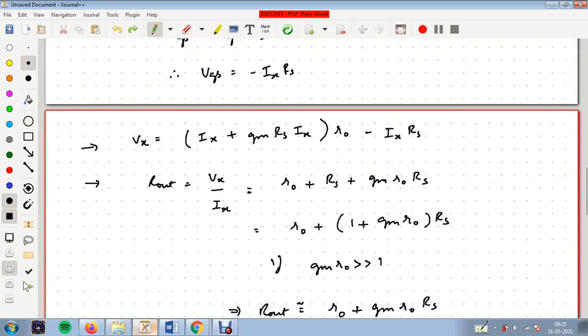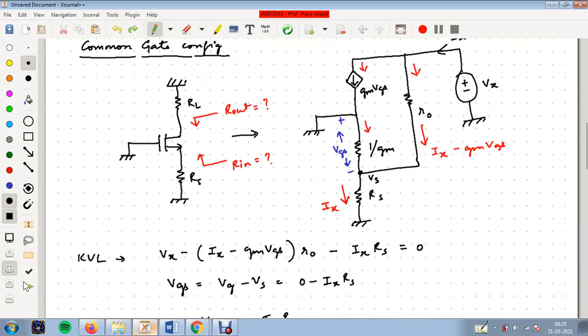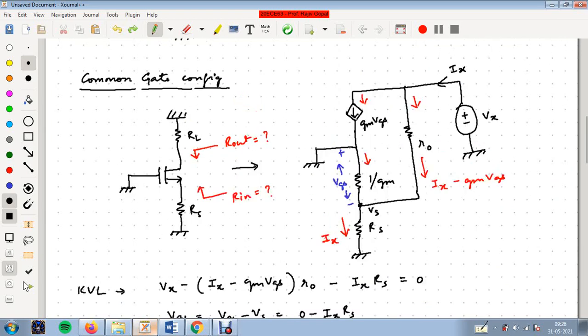Now let us look at Rin. We have seen what is R out now. Let us look at what Rin tells us. We'll copy this.